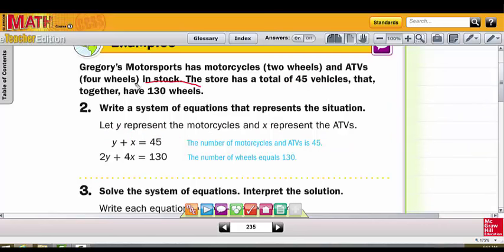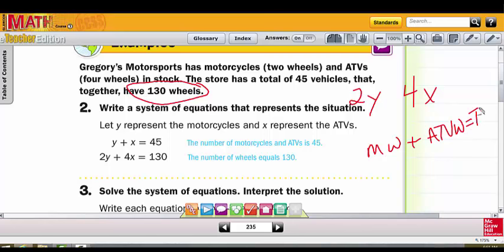The other thing we know is that we have 130 wheels. And of course we know that motorcycles, y, have 2 wheels. And we know that ATVs, x, have 4 wheels. So we could say that motorcycle wheels plus ATV wheels equals total wheels. Notice I didn't even really have to write that all out. So now we can take a look at that.